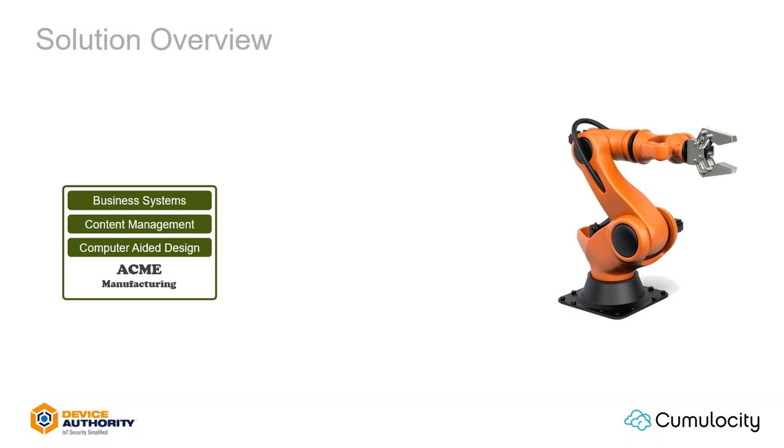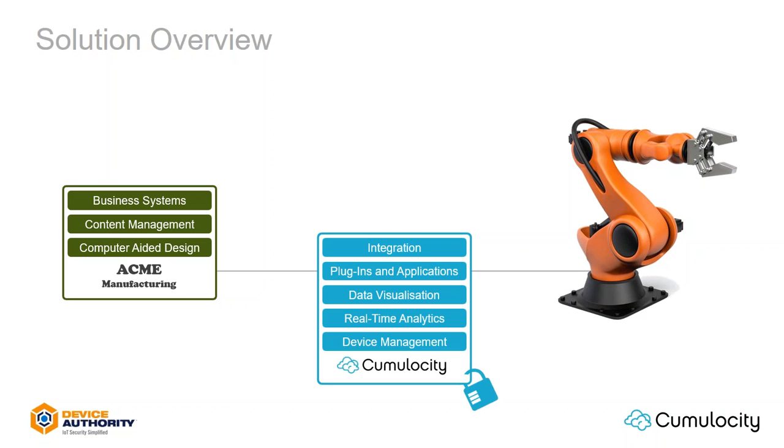So what would a solution look like in real life? For example, Acme Manufacturing would like to connect its manufacturing machines. To do this, it could use Cumulocity's IoT platform to rapidly connect the assets, manage their data, and extend the workflows across the two.